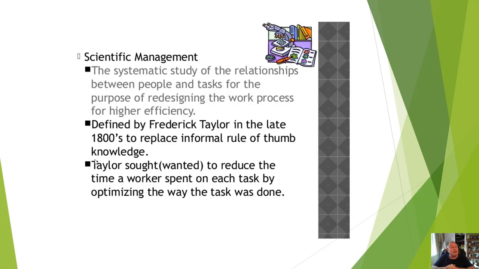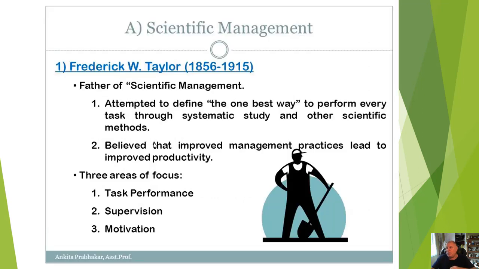He wanted to reduce the time the workers spent on each task by optimizing the way the task was done. So he was looking for efficiencies, and he thought that by studying the relationship between people and tasks, he would be able to achieve that. He attempted to define the one best way to perform every task. He believed that improved management practices led to improved productivity. So he studied task performance, supervision, and motivation.